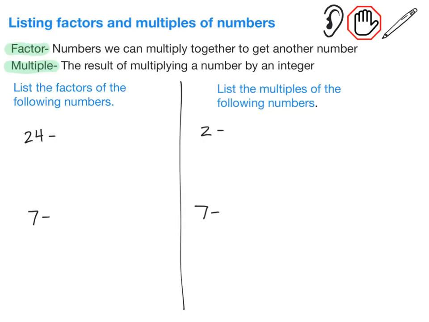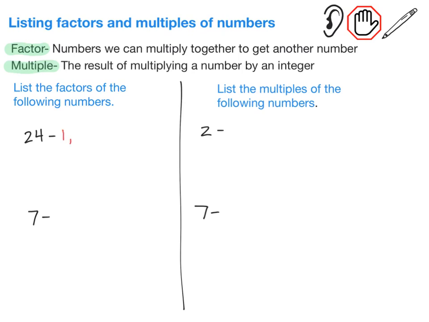For our next skill, let's list the factors and multiples of numbers. Remember that factors are numbers we can multiply together to get another number, and multiples are the result of multiplying a number by an integer. So first let's list the factors of 24.